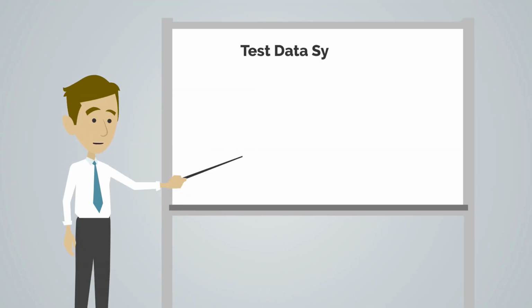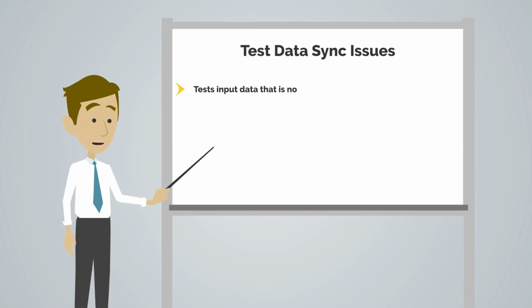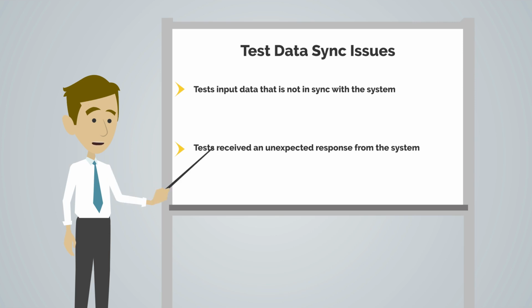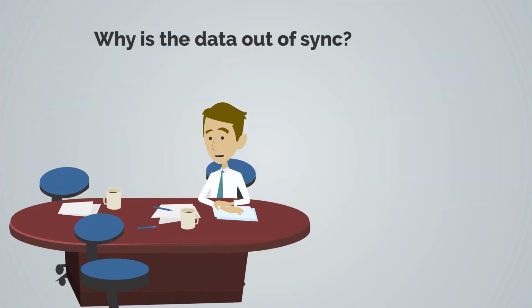This takes on two forms. One where the tests are inputting data that is no longer appropriate given the current state of the data in the system under test. The other is where the test is expecting a certain data response and the system responds with something different.